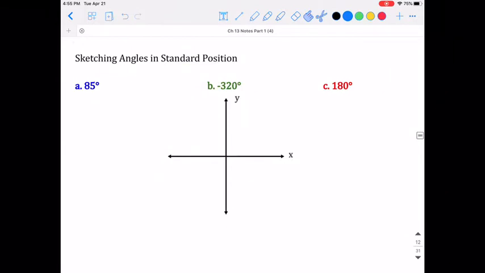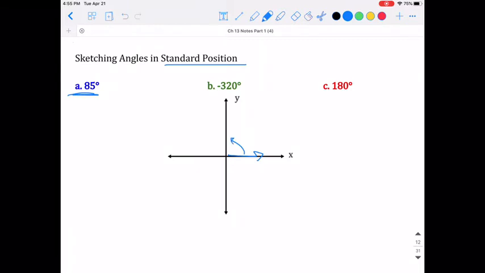And let's look at one more example. So sketching angles in standard position. If you want to take a second and try on your own, you can pause the video now. Otherwise, we'll jump right in. So again, standard position, you have to start on the positive x-axis. So your initial side is always going to be there. For A, we have 85 degrees. Positive means that we're moving in the counterclockwise direction.